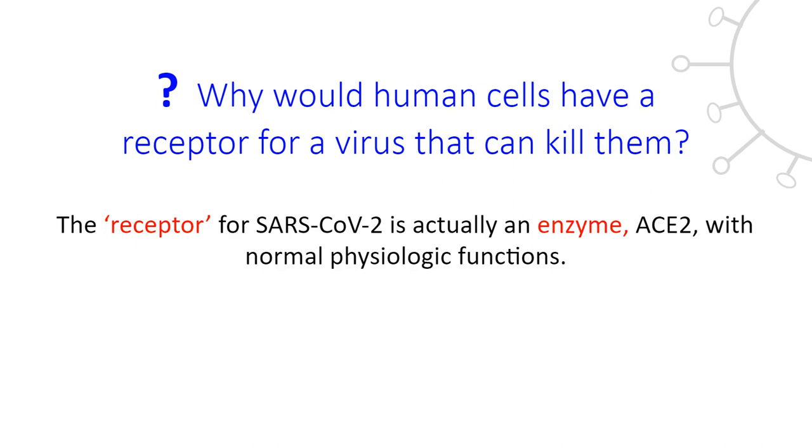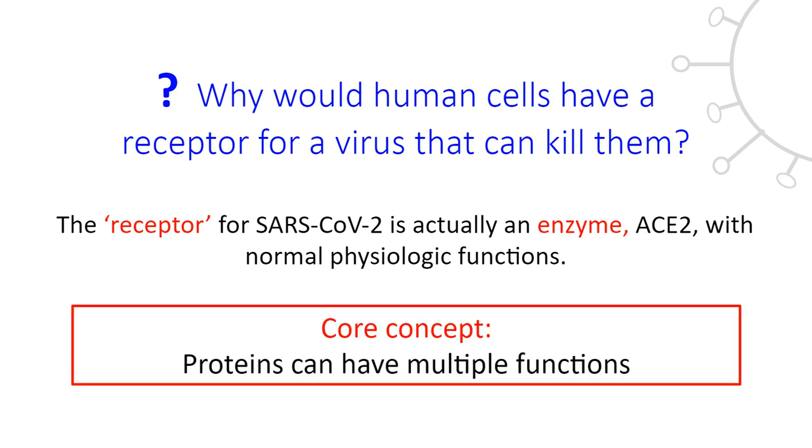What we are seeing function as a receptor for SARS-CoV-2 is actually an enzyme, angiotensin converting enzyme 2, that has normal physiological functions. And what happens is the virus actually then is hijacking the enzyme and causing it to function in a different way.